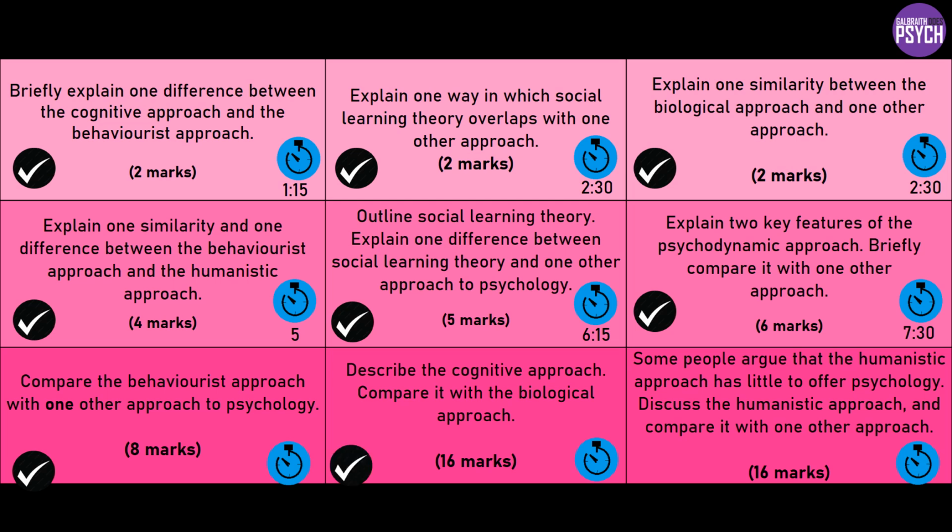Let's have a little think about this last one, and then you can go about your day. Some people argue that the humanistic approach has little to offer psychology. Discuss the humanistic approach and compare it with one other approach. Again, we're going to have 6 marks for knowledge here. So you're going to outline the humanistic approach, and then 10 marks for comparison with one other approach.